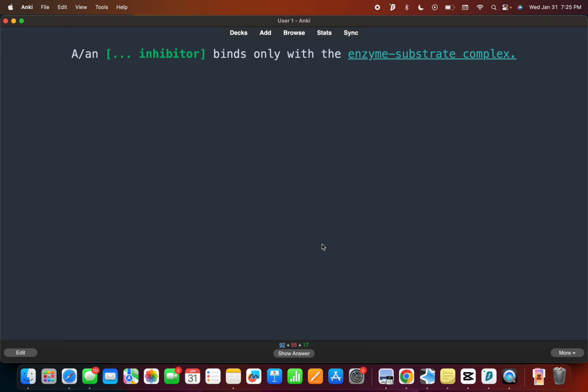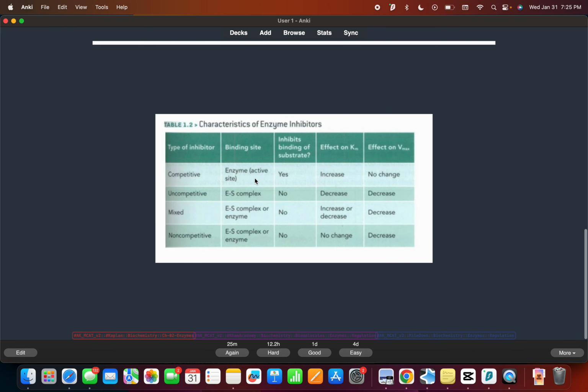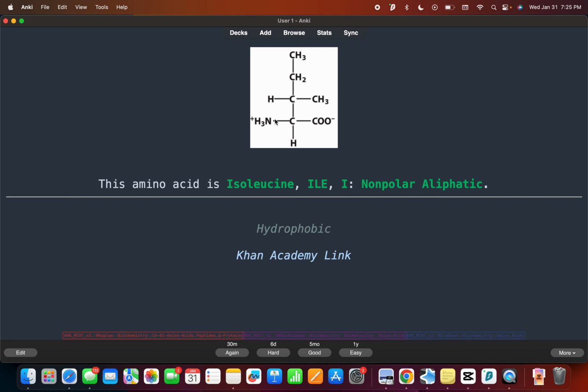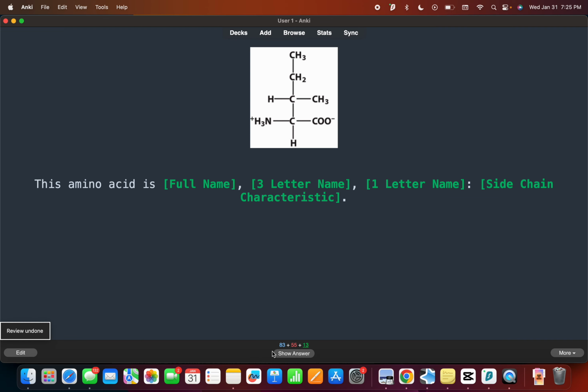What inhibitor binds only with the enzyme-substrate complex? This is the uncompetitive inhibitor. Nice. What is this? This is not leucine, or is it isoleucine? It should be, it might be isoleucine. Yeah, Ile, I, nonpolar aliphatic. Let's do it again in 6 days. Let's also flag that.